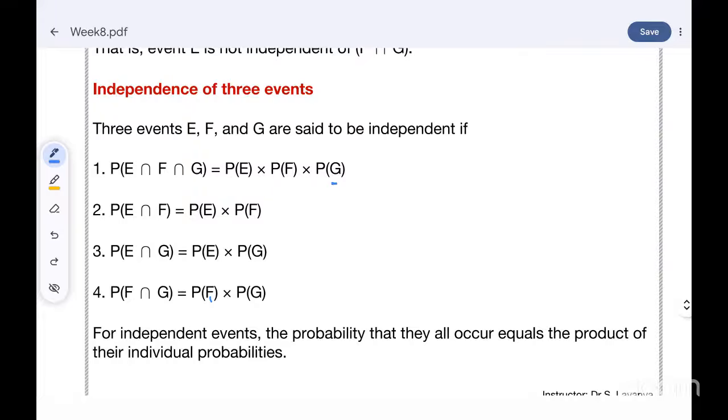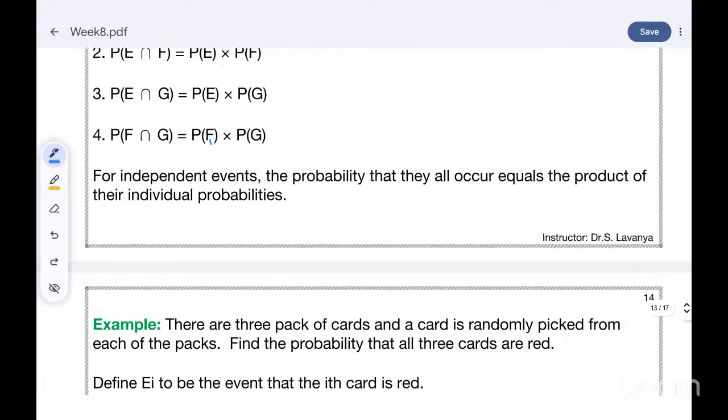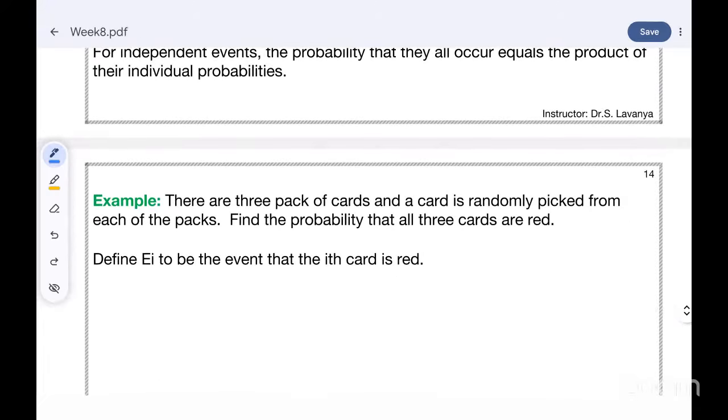Okay, fine. So this is the definition for independence of 3 events. Now let us look at an example here. There are 3 packs of cards and a card is randomly picked from each of the packs. Find the probability that all 3 cards are red.